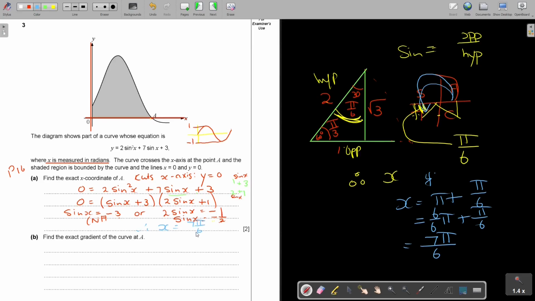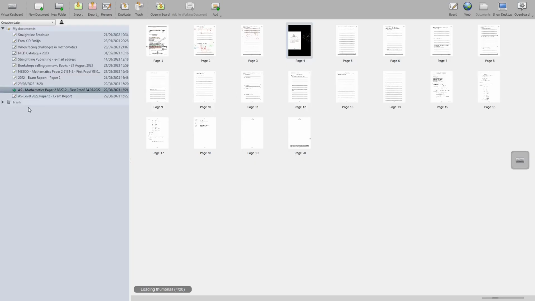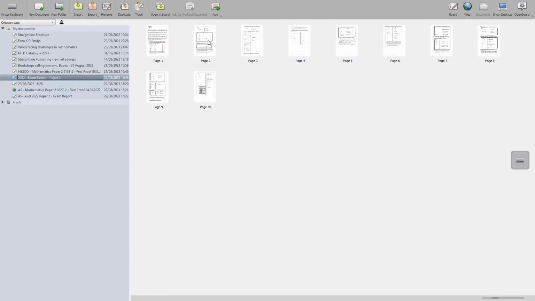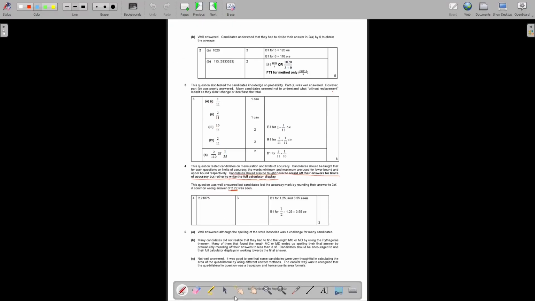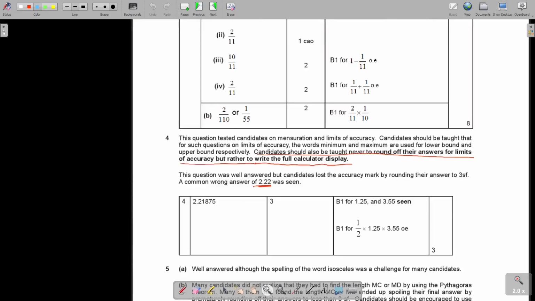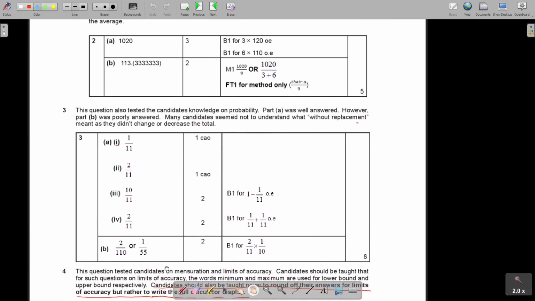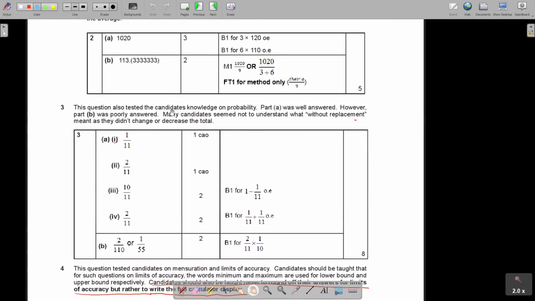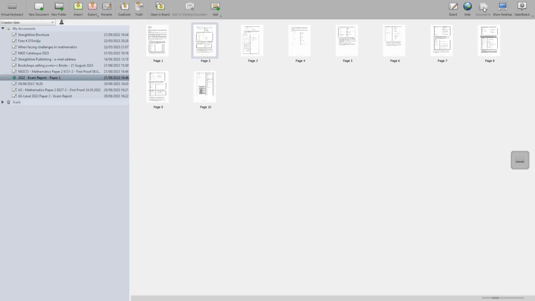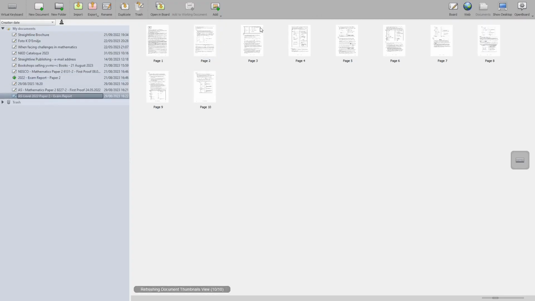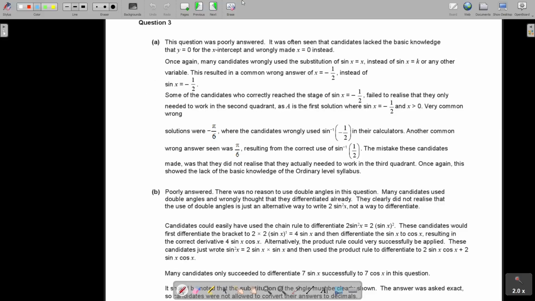Now in this question, I want to first take you to the report. I said a lot of things in this question, I referred to a lot of things, and I just want to show you what the report is telling us. Okay, so let's go to the report and see what it is saying to us. Question number 3, I see it there. Okay, this question also tests the candidate's knowledge on, oh no, I'm sorry. Okay, here I am.